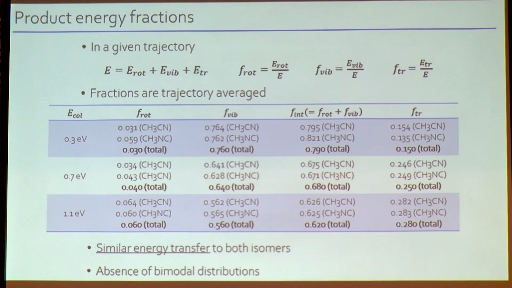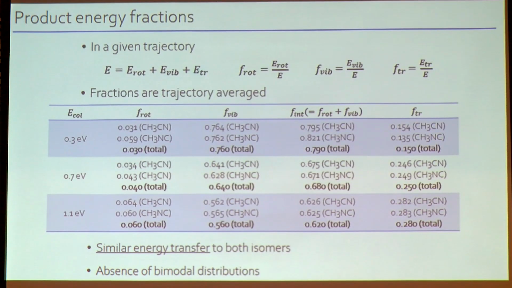So we went ahead and computed the product energy fractions. Since we have the trajectories in detail, we did all these calculations. F rotation, F vibration, F translation are the fractions of energy that are being transferred as rotations, vibrations, or translations. So you get the total kinetic energy of the system. You can break it down into translations, rotations, and vibrations, and you can calculate the ratios. The full details are given here.